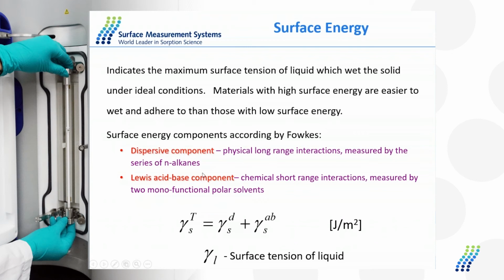The Lewis acid-base component is dipole-dipole and other short-range interactions. In inverse GC, this is very often determined by the interaction of two monofunctional or monopolar solvents. So we can get the acid, which is the gamma plus number, and the base, which is the gamma minus number. Combined, they give us the acid-base component of the surface energy. Again, according to the Fowkes principle, these are additive. We can get the total surface energy by measuring the dispersive component and then the acid-base component.